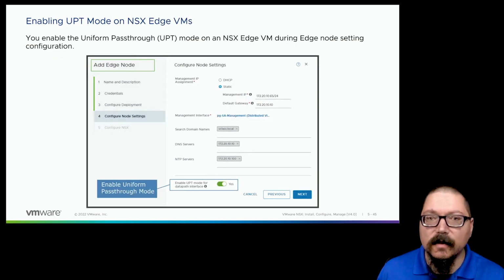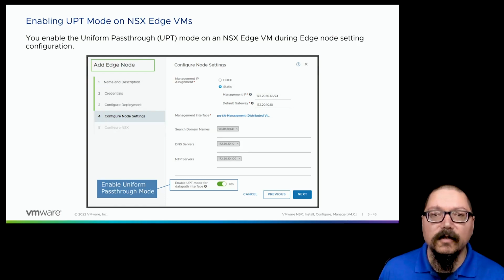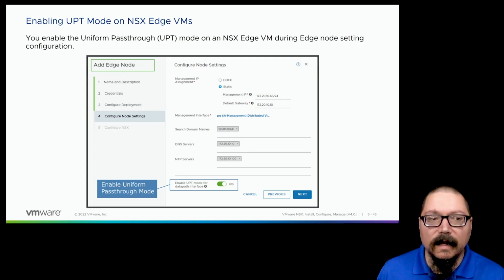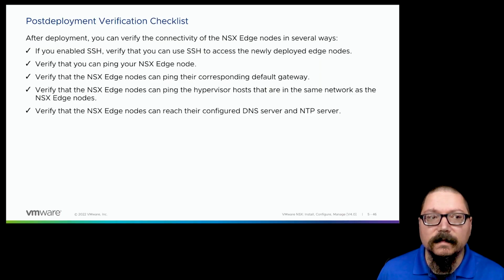We can also, during the edge deployment, enable uniform pass-through. This is a simple toggle on the node settings in my deployment wizard. I can just turn this on here. So if I'm deploying a new edge onto a SmartNIC-enabled hypervisor, I can enable uniform pass-through on the edge itself.